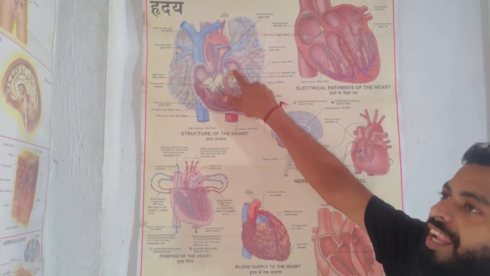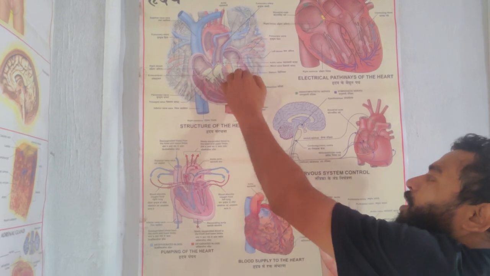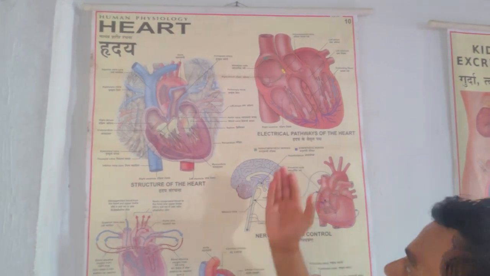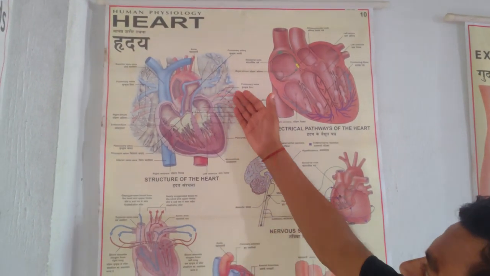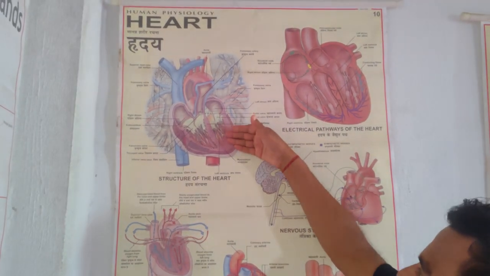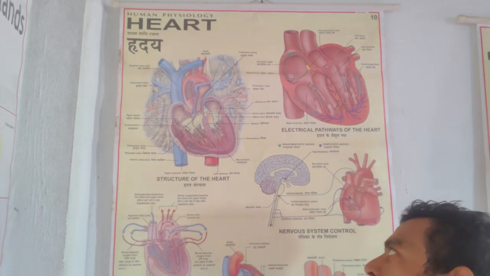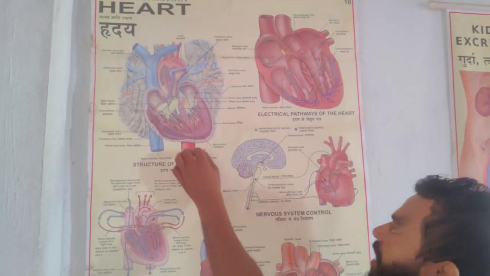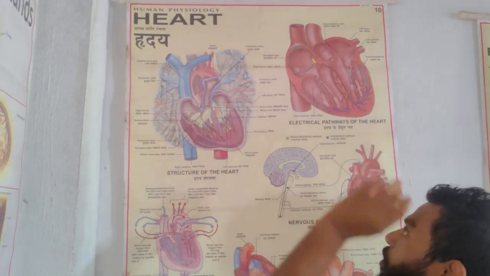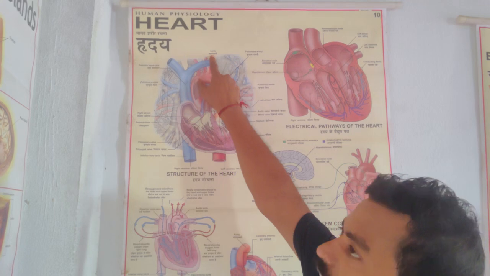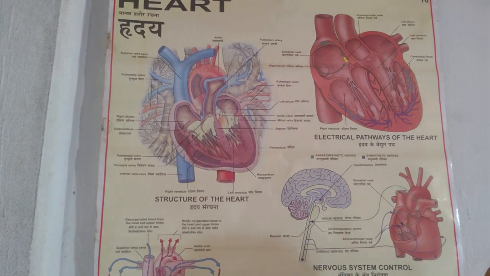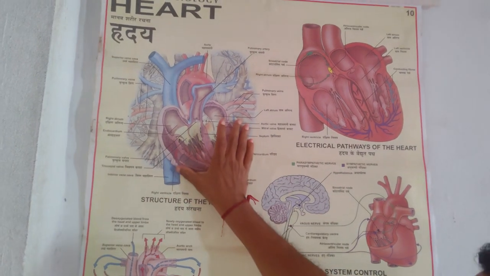Blood goes into the left auricle from the lungs, and blood also goes into the left ventricle due to the opening of the bicuspid valve, and after the left ventricle is filled, blood is distributed to the whole body through the aorta. Aorta is the largest artery in the human body. This is the physiology of the human heart.